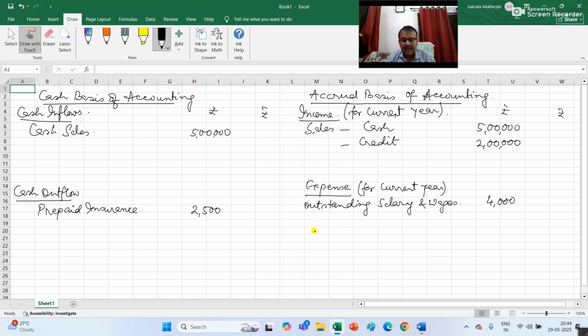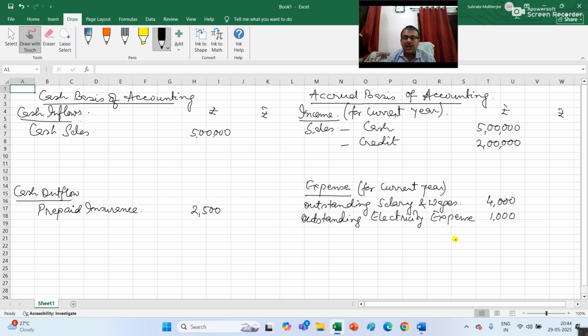Next is outstanding electricity expense. Your journal entry is electricity expense account debit to electricity expense payable, and this is the current year expense. So outstanding electricity expense, and your outstanding electricity expense is for rupees 1,000.